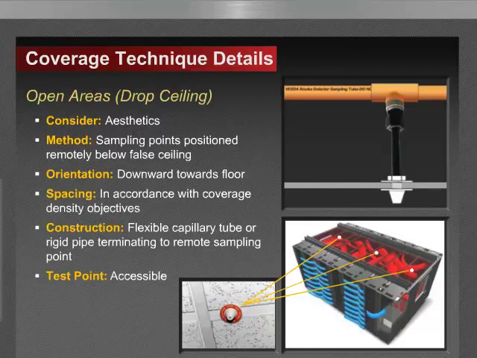So in this configuration, the pipe network is again installed above the ceiling, and the sampling points extend through the ceiling using either a pipe nipple and end cap or a length of capillary tubing attached to a manufacturer-supplied capillary sampling point. And again, we want to locate that sampling point 1 to 4 inches below the false ceiling, and again oriented downwards towards the finished floor.